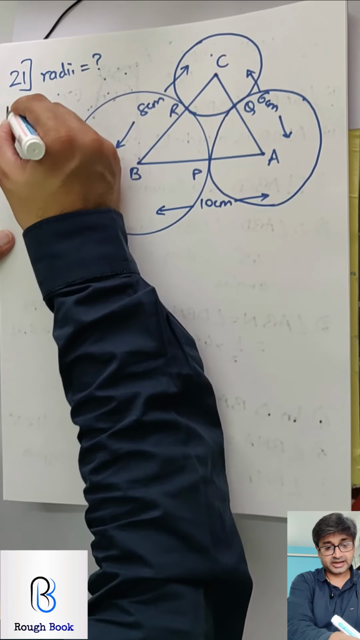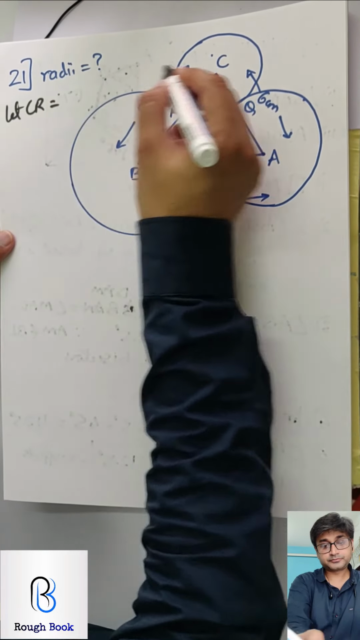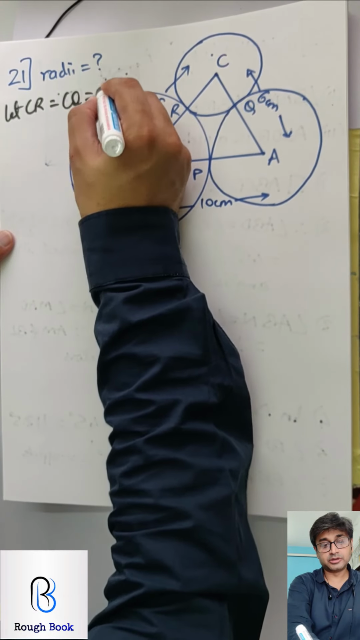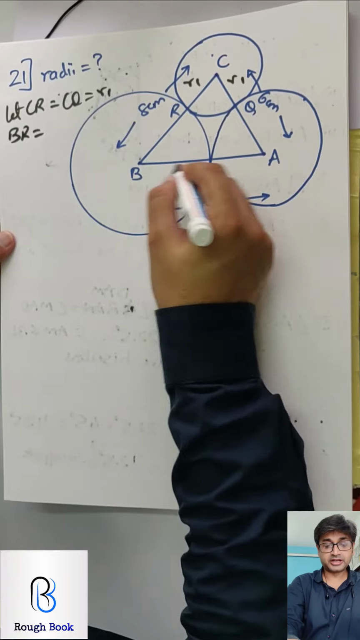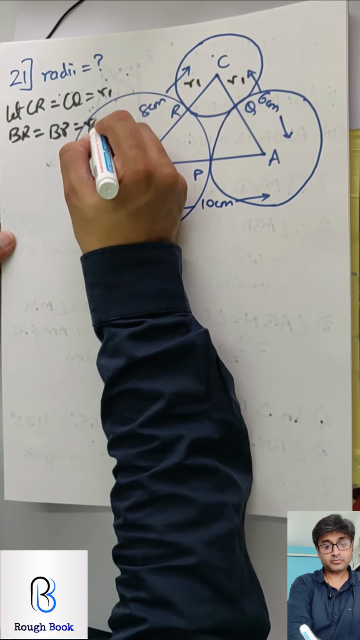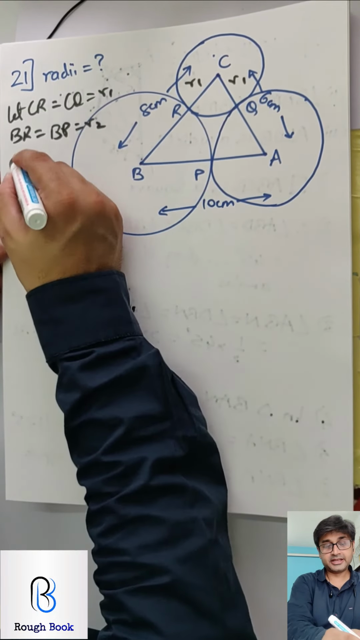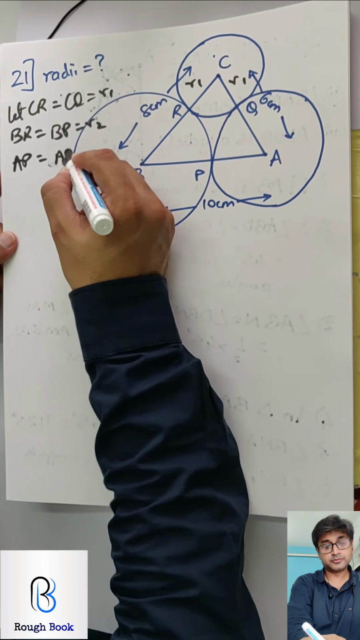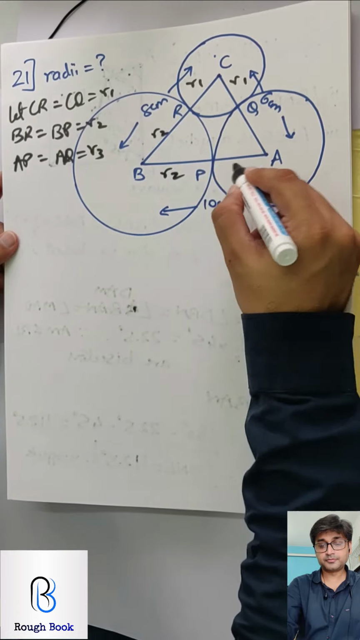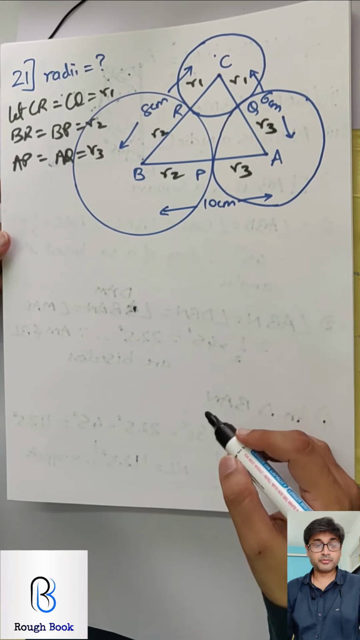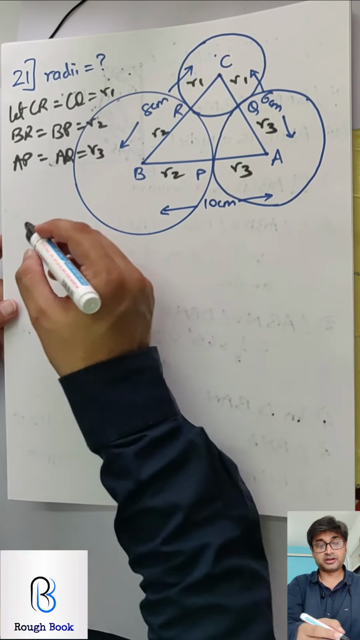So we'll say let CR equals CQ equals R1. Likewise, BR equals BP equals R2. And AP equals AQ equals R3. So R1, R2 and R3. So we managed to get all the three names for the three radii.